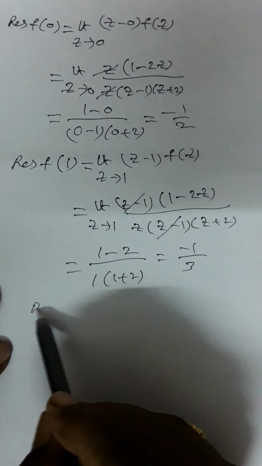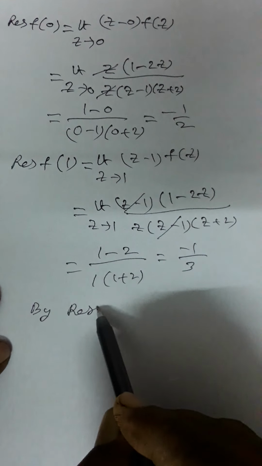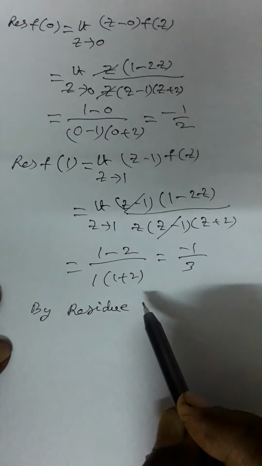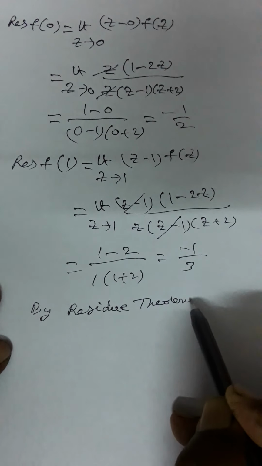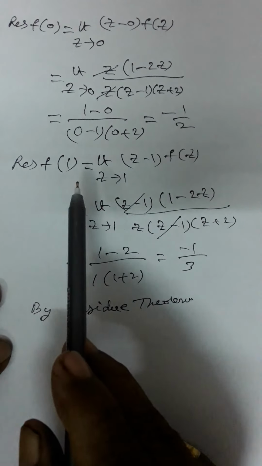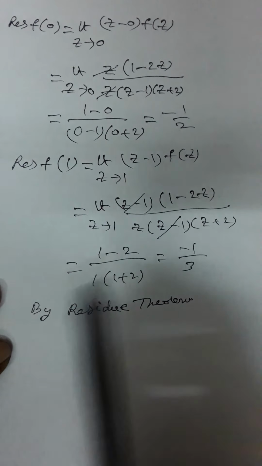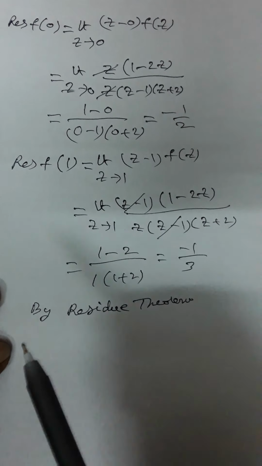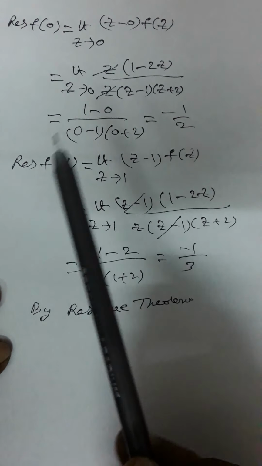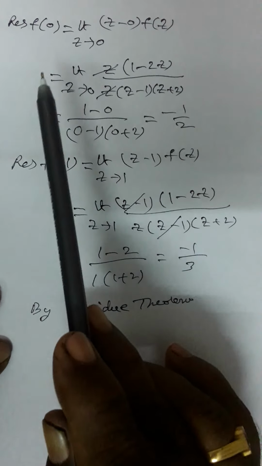By residue theorem, you need not find residue f of minus 2. Minus 2 lies outside the circle. Automatically the residue is 0. We need not find it. Only if the pole lies inside the circle or on the circle do we have to find residues.